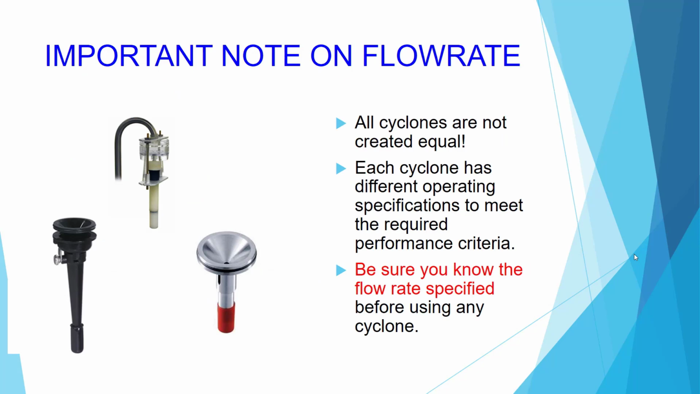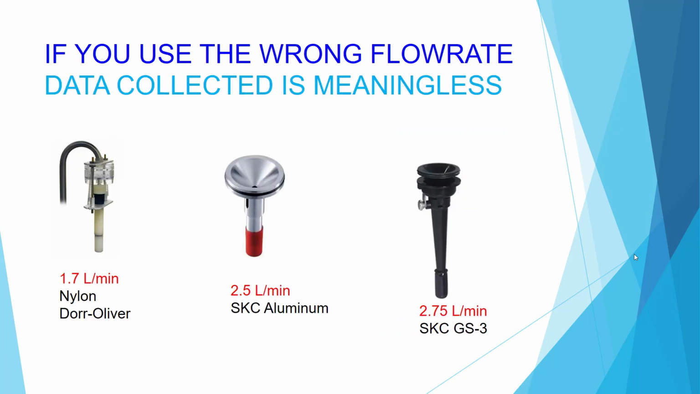It is very important to note that each cyclone has a different operating specification to meet the required performance criteria. Be sure you know the flow rate specified for the cyclone that you are using. The flow rate for the Dore-Oliver is 1.7 liters per minute. The SKC aluminum is 2.5 liters per minute, and the GS3 is 2.75 liters per minute. If you use the wrong flow rate, the data collected is meaningless, and this is a very expensive mistake considering the cost of analysis and professionals' time in the field.